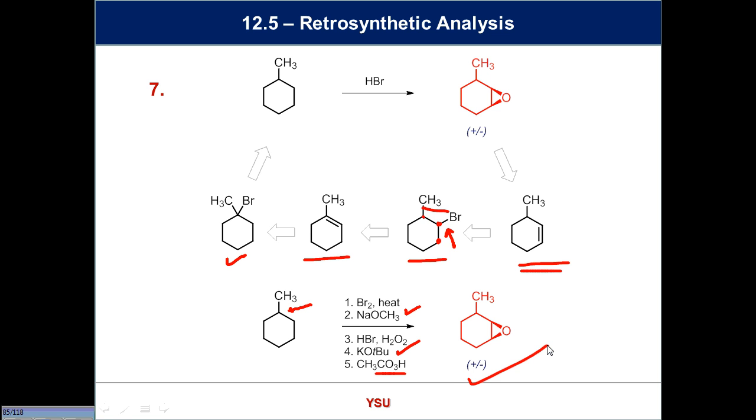Hooray. Points, passing grades, happiness. Brought to you by organic synthesis.